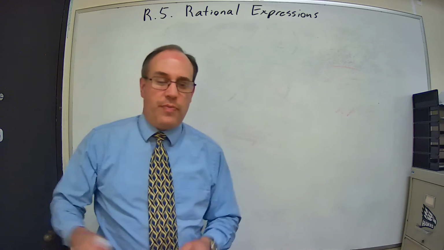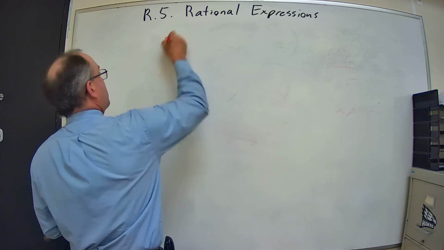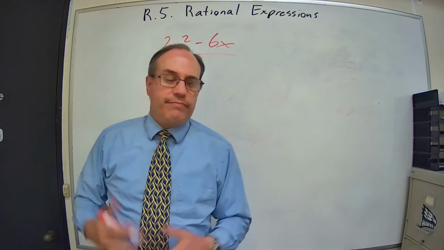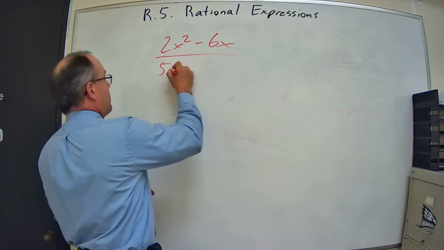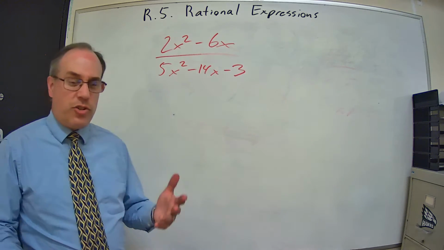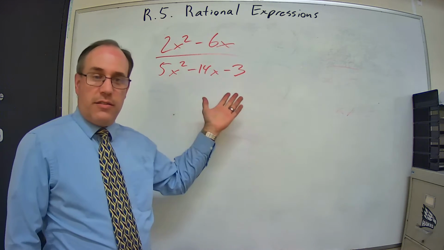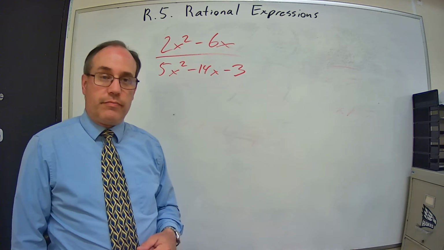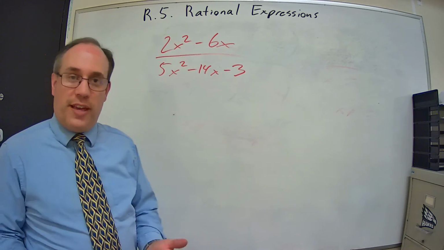actually given a polynomial? Well, let's look at the following. 2x squared minus 6x over 5x squared minus 14x minus 3. Okay? So we have this. And I say, okay, well, let's cancel or simplify and find the domain. Remember, you should actually do the opposite. Find the domain and then cancel and simplify.